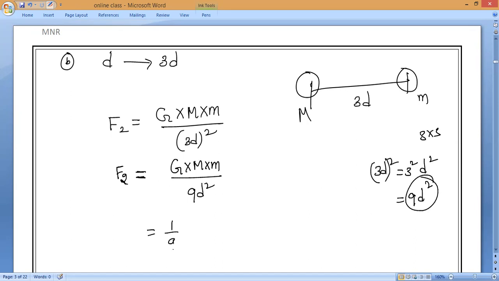So now G into capital M into small m divided by 3D whole square. 3D whole square means how much will it come? 3 square D square, which is 9 D square. 3 into 3 is 9. So 9 D square will come. So 1 by 9 I'll keep in front and say G into capital M into small m divided by D square.